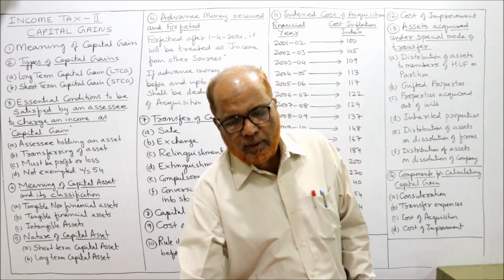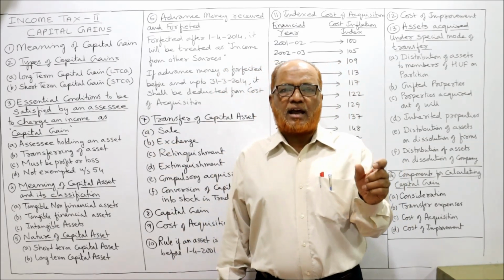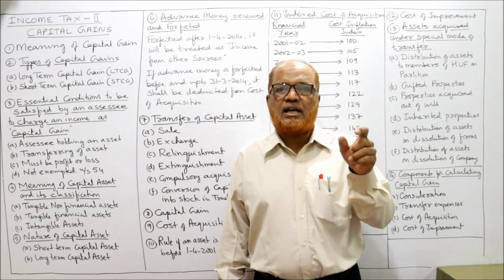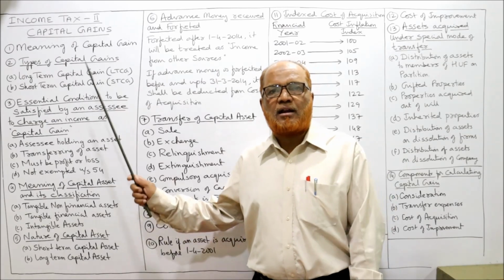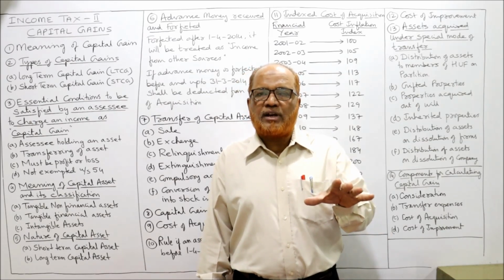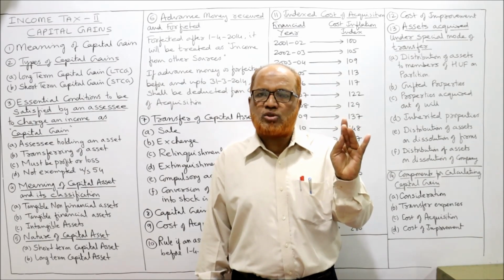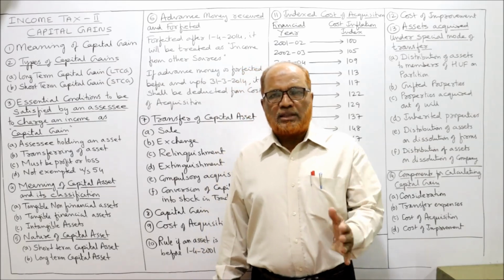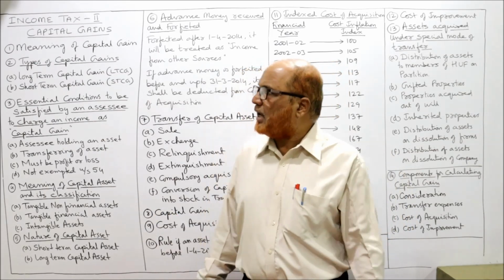First of all, I am going to explain the meaning of capital gain. Any gain arising on the transfer of a capital asset during the previous year is chargeable to tax under the head income from capital gain. According to the provisions of the Income Tax Act, there are 5 heads: income from salary, income from house property, profits and gains of business and profession, income from capital gain, and income from other sources. Capital gain is the gain arising on transfer of a capital asset.